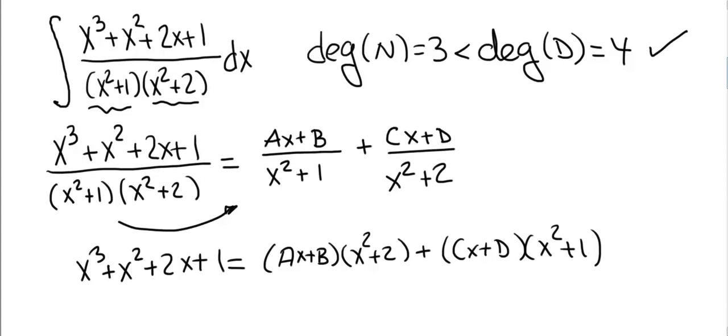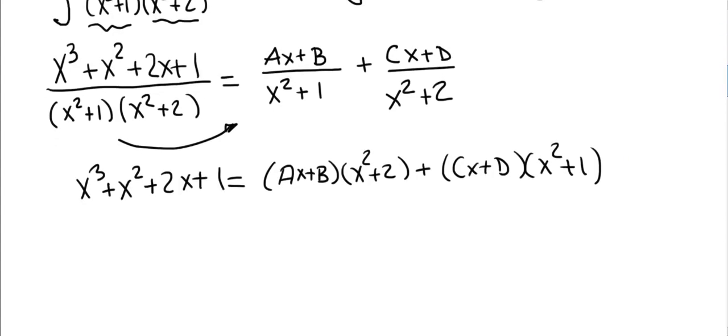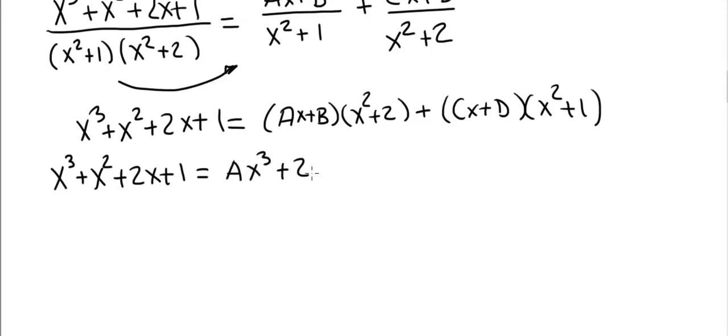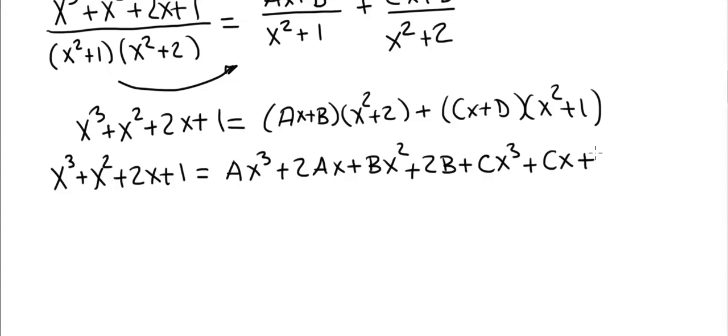There are no constants we can plug in that will help us immediately find any of the four, a, b, c, or d. So this is what we're going to do. We're going to match terms. x cubed plus x squared plus 2x plus 1 equals ax cubed plus 2ax plus bx squared plus 2b plus cx cubed plus cx plus dx squared plus d.